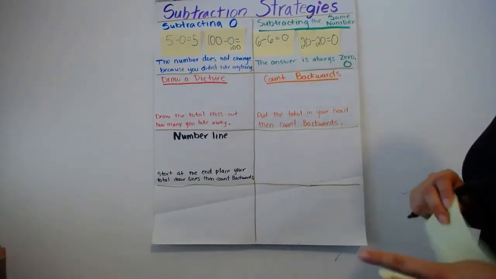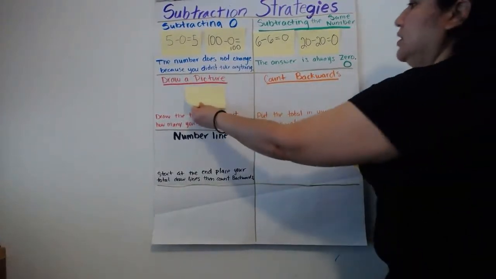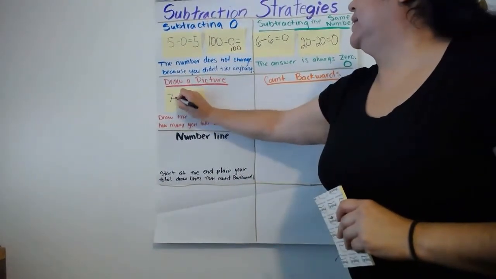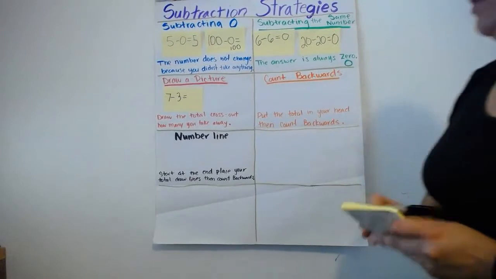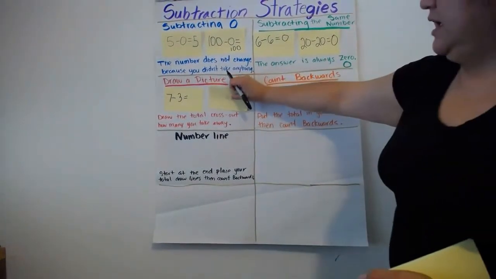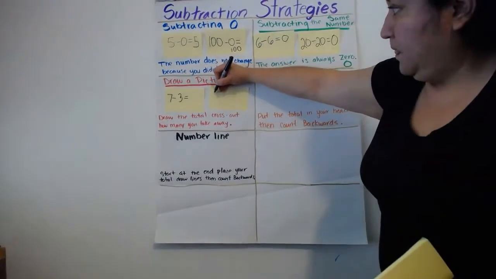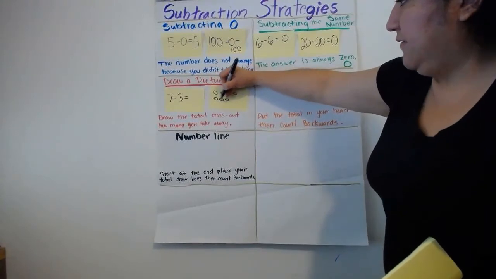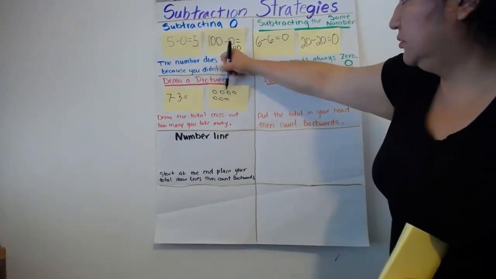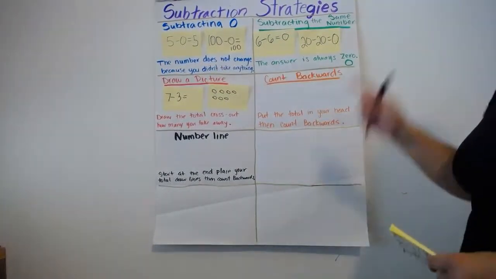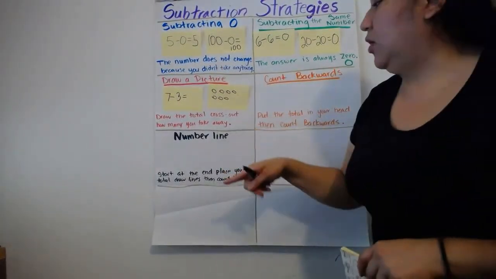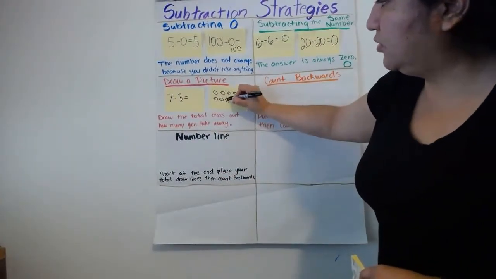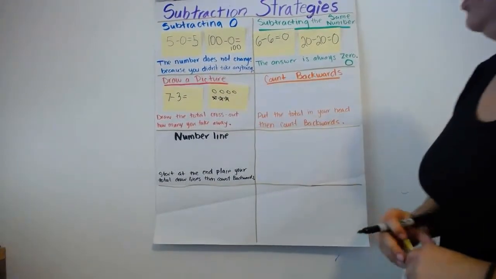The next strategy is draw a picture. So let's say that I had 7 minus 3, and we need to figure out the answer. One way that you can do it is to actually draw 7 circles. 1, 2, 3, 4, 5, 6, 7. Then you can cross out whatever you're taking away. So I had 7 and I'm taking away 3, so I'm going to cross out the 3.